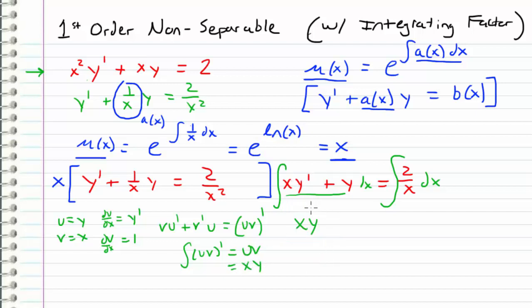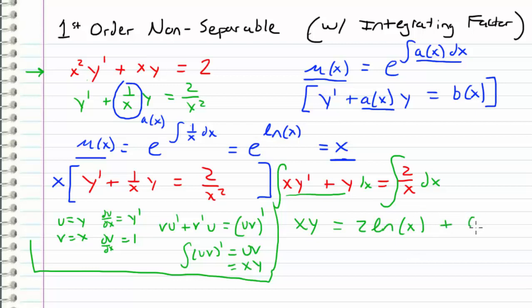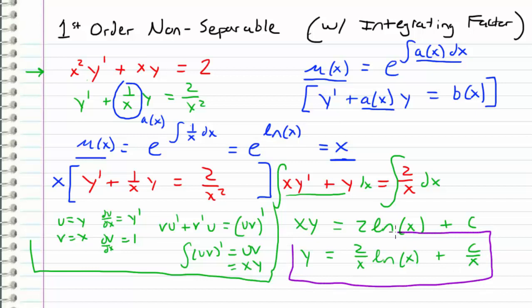So anyway, coming back to our example, the left-hand side integrates to x times y, which I just showed here. And the right-hand side comes out to be 2 times the natural log of x. And we can't forget our constant of integration. So now all I have to do is divide both sides by x, and what I get is y is equal to 2 over x, natural log of x, plus c over x. So this expression right here is our general solution to this differential equation. And we solved this by taking advantage of using an integrating factor.